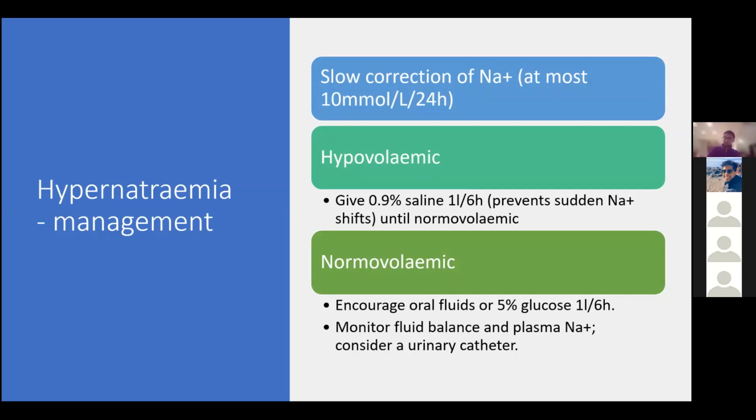If the patient's normovolemic, then you want to either encourage oral fluids, or if they're not having oral intake, then you can give them 5% dextrose or glucose, 1 litre every 6 hours. Again, monitoring their fluid balance and plasma sodium levels.